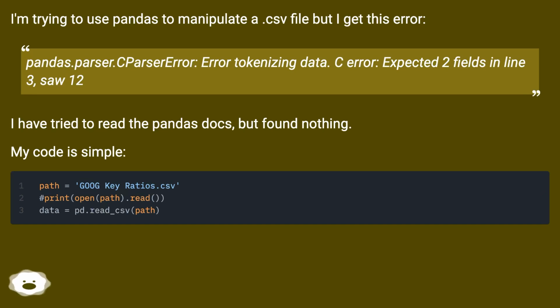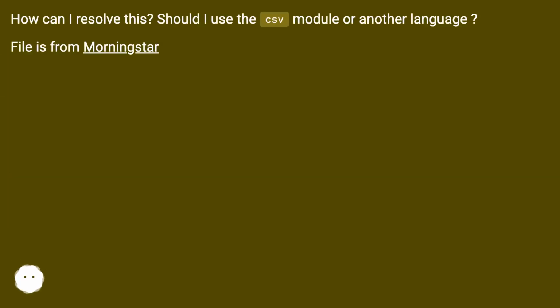I have tried to read the Pandas docs, but found nothing. My code is simple. How can I resolve this? Should I use the CSV module or another language? The file is from Morningstar.